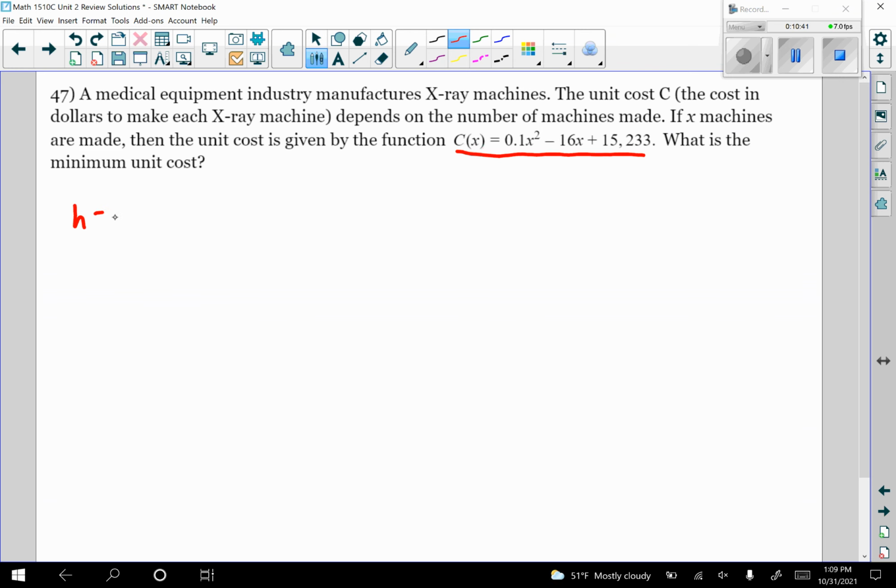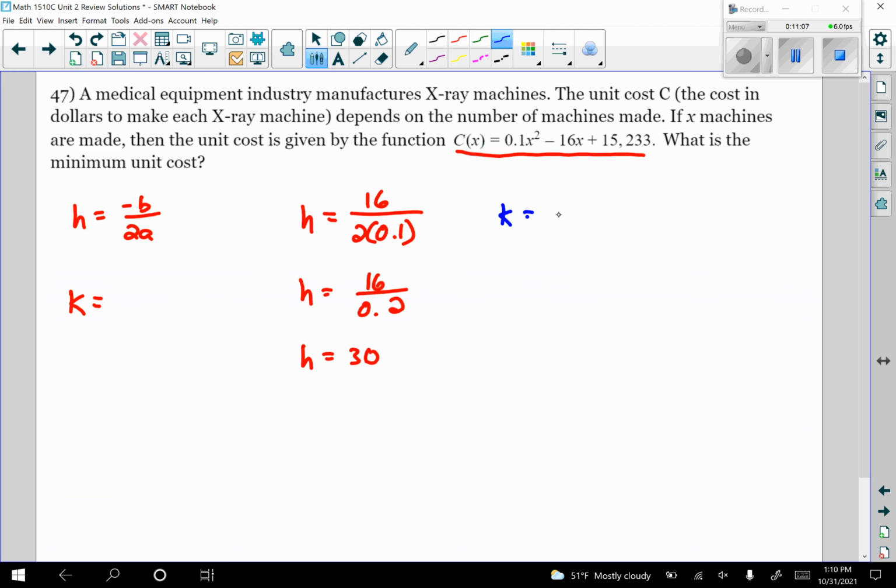So we just want to go back to h equals the opposite of b over 2a, but we're really interested in k. So h is going to equal the opposite of b, which becomes 16, over 2 times 0.1. So this becomes 16 over 0.2, which is going to equal 80. So then to find k, we're just going to substitute this in.